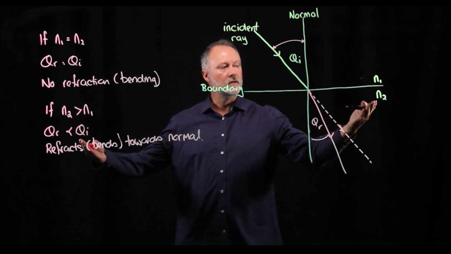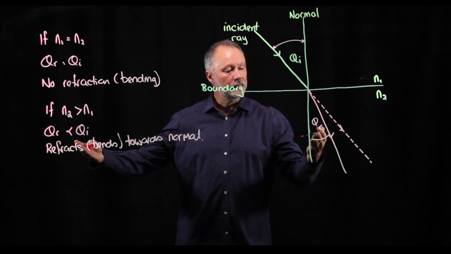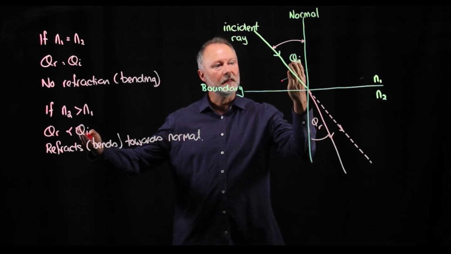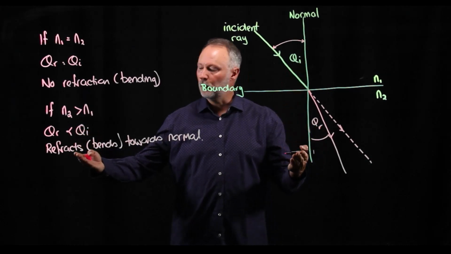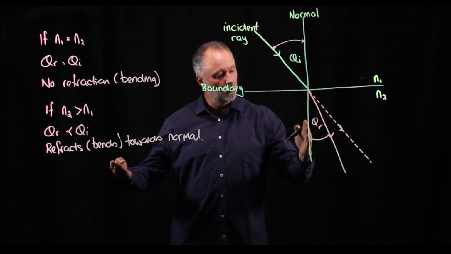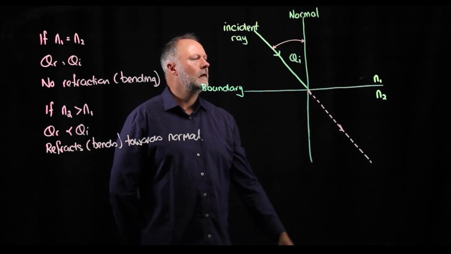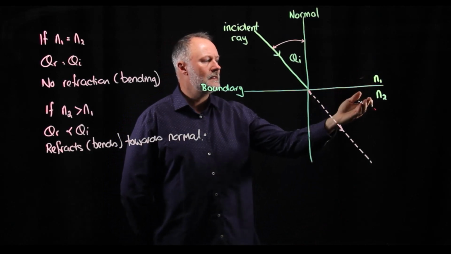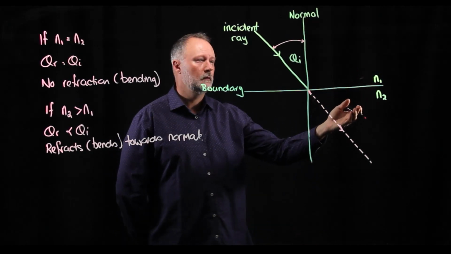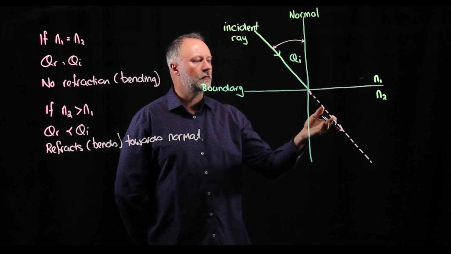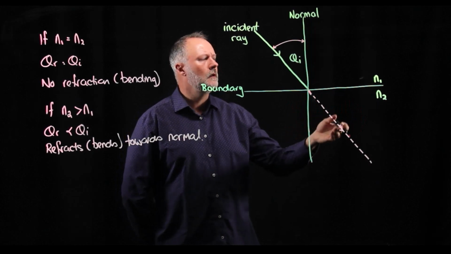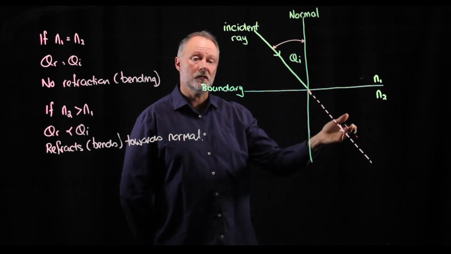Okay, if N2 is greater than N1, angle of refraction will be less than the angle of incidence, and the light beam will refract, that is bend, towards the normal. And finally, scenario number 3, if N1 is greater than N2, what happens to the angle of refraction then? So this might be light travelling from water into air, for example.